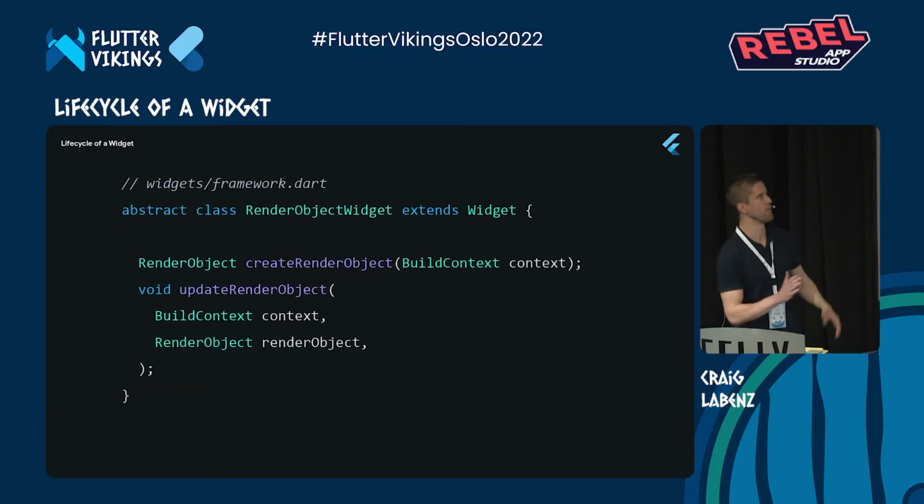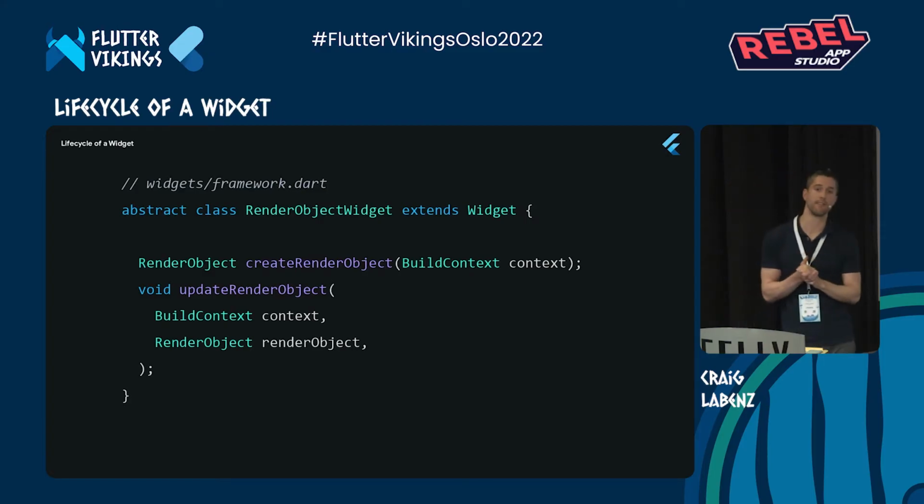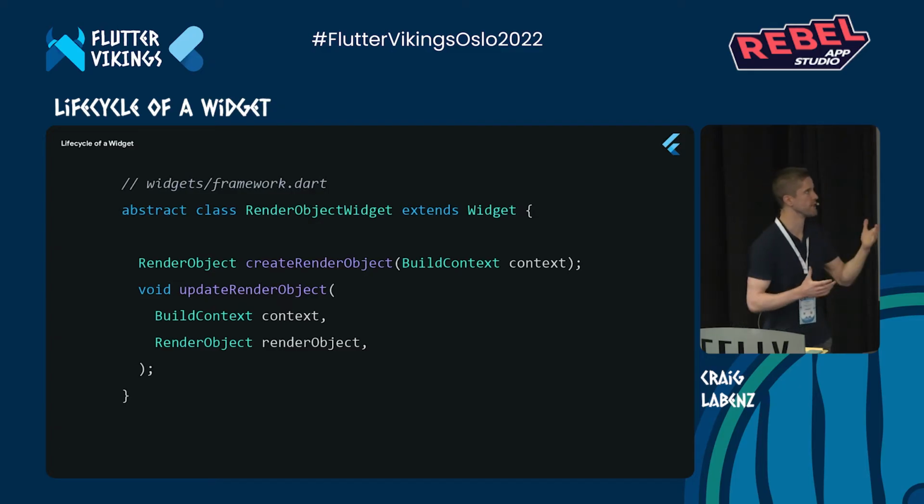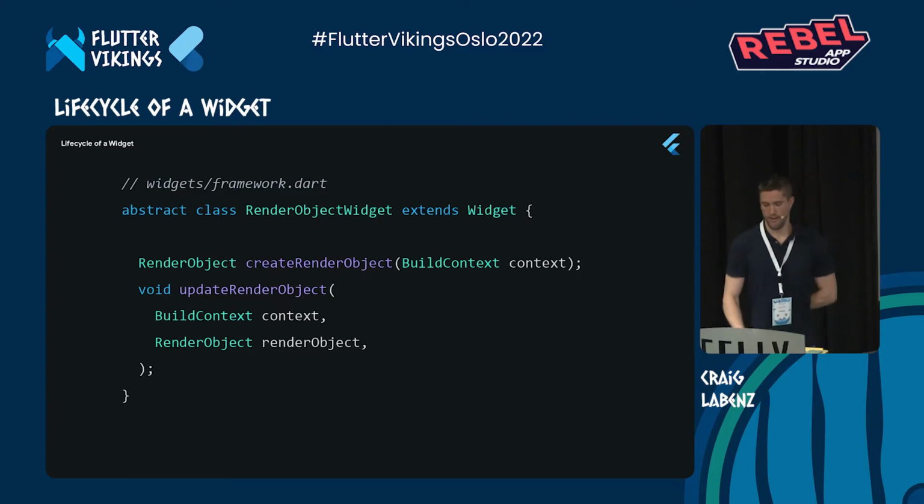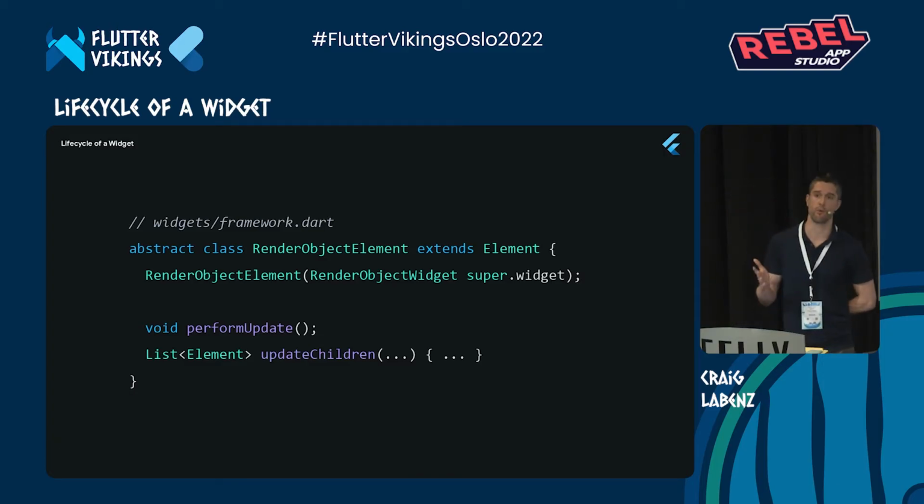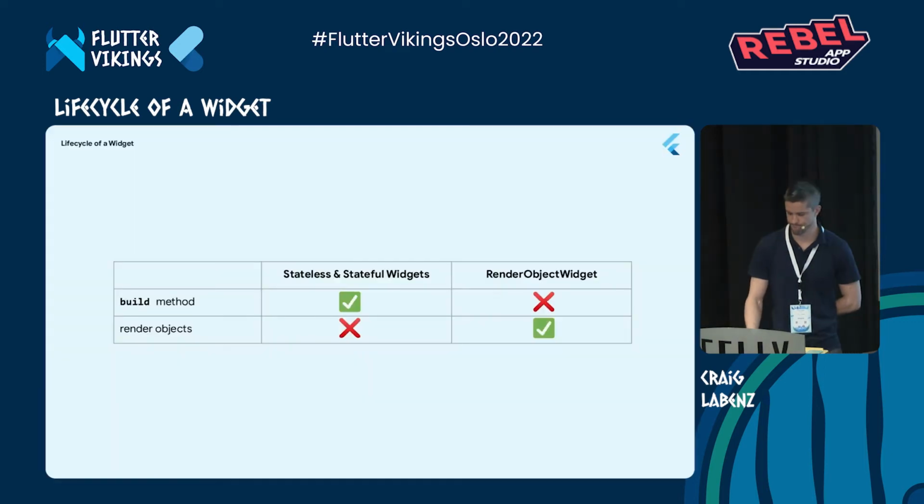And lastly, the render object widget. Now this one starts to look a little different because it has no build method. Instead, it starts to know how to do something with render objects. It can create and update them. And then, because we're completionists, the final element, the render object element. Also no build method, and it's got some other methods that are important, and we'll get to those later.